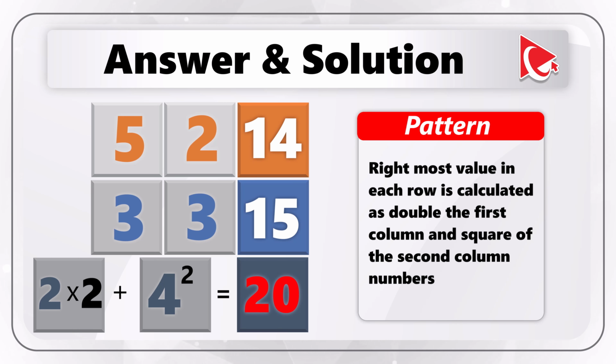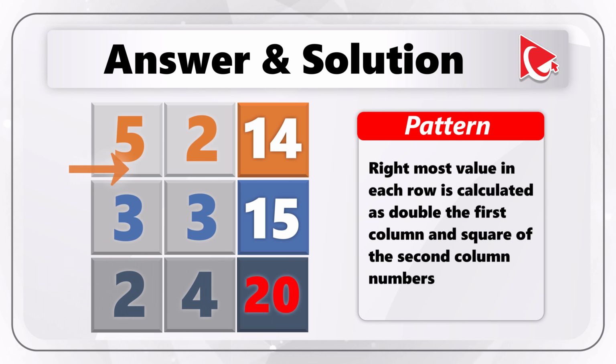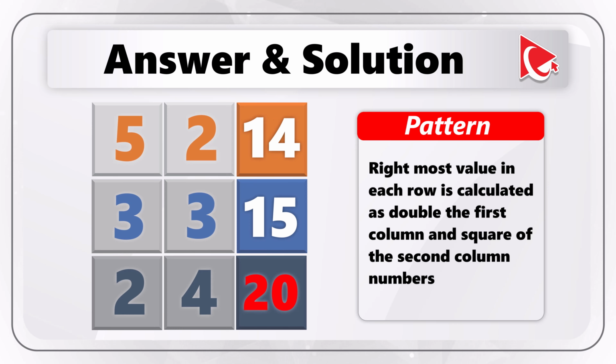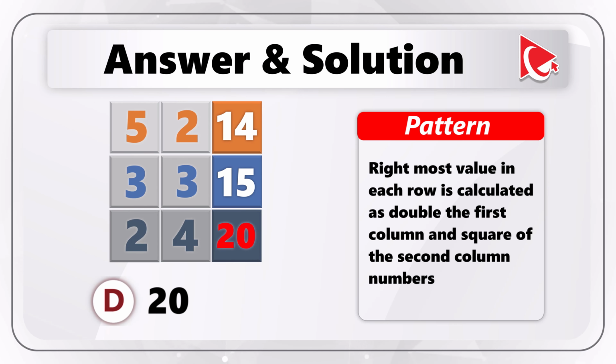Remember the hint I gave you? The flow of colors here shows the flow of the calculations. For example, 2 and 2 are initial numbers, and 14 is the calculated number in the first row. So the correct answer here is choice D, 20.